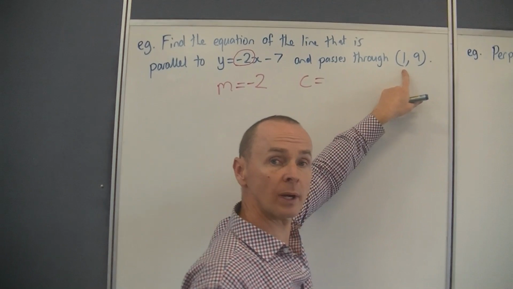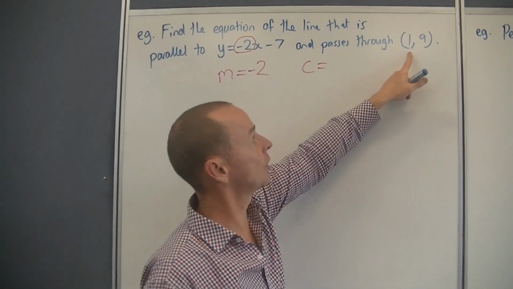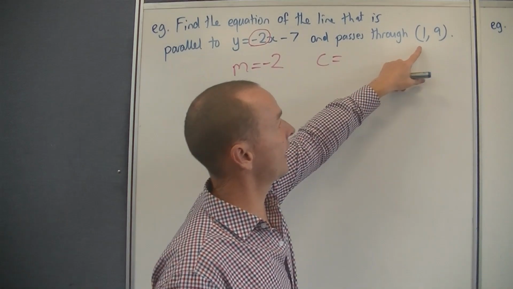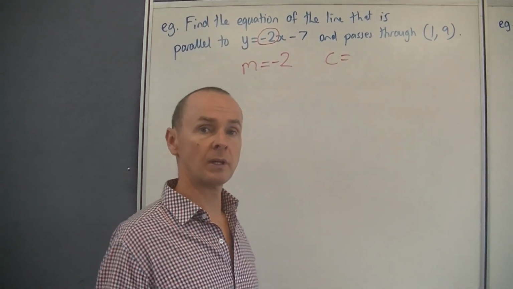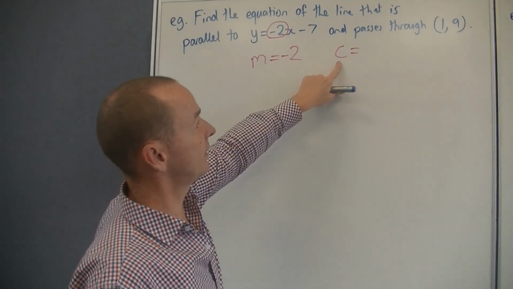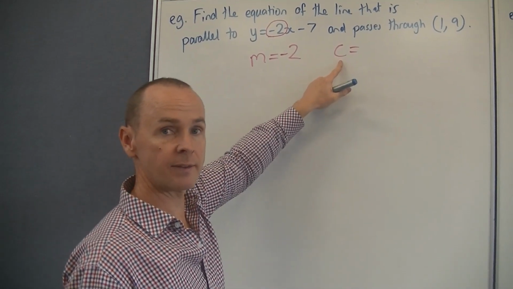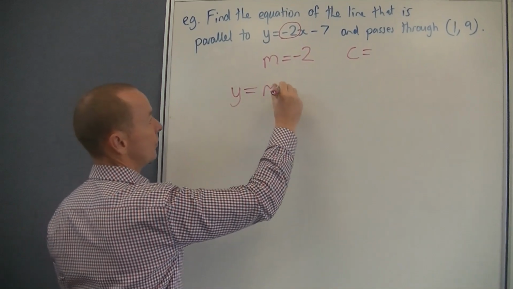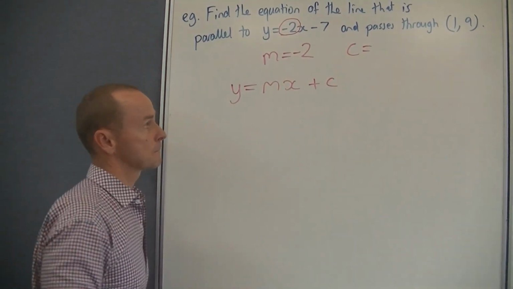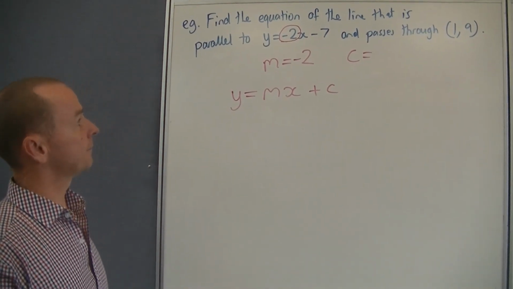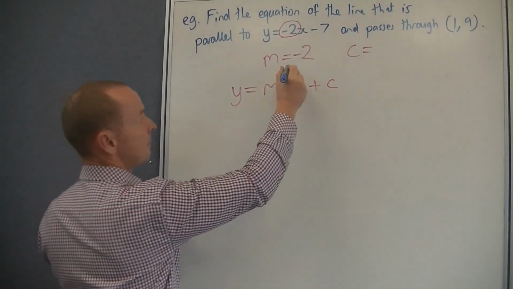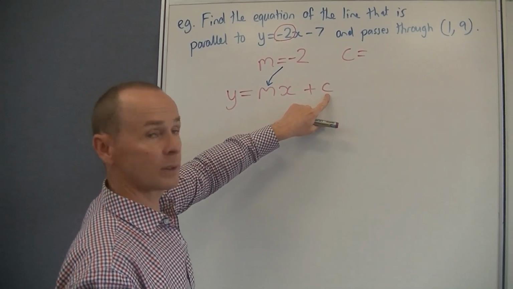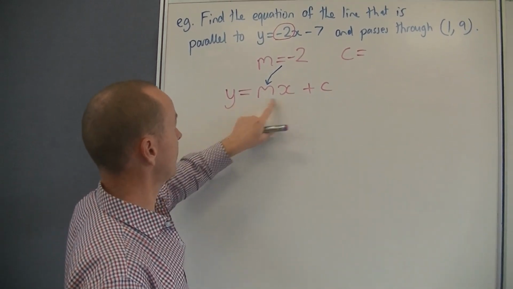Unfortunately, they didn't give us the y-intercept. If they gave us a point like (0, 9), that'd be awesome, and we'd be done. But unfortunately, they gave us a random point. So what we need to do to find this value of c, the y-intercept, is use the formula y equals mx plus c. We've already got the value of m, we're going to substitute it in, and we're trying to find what c is.